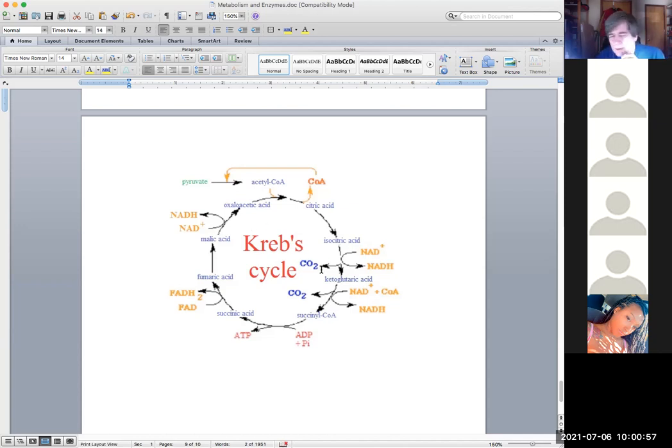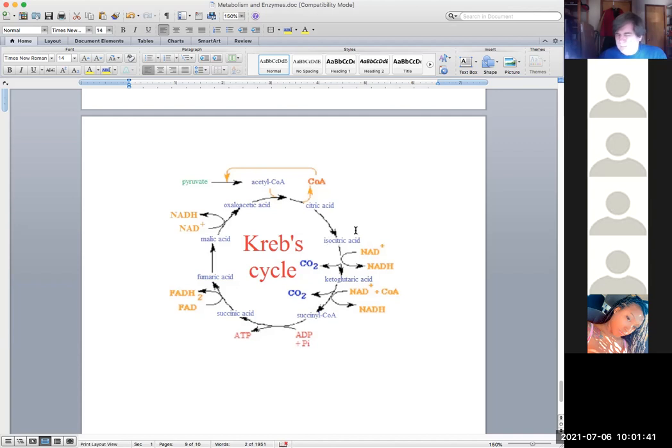Now, in our case, our cells don't have much use for carbon dioxide, so we exhale carbon dioxide. But if you thought about a plant cell, plant cells use a lot of the carbon dioxide that they make. They need carbon dioxide for photosynthesis. So don't worry about all the details for now, but what you should worry about is that you can follow the arrows for the reactions, and you can see that we end up with oxaloacetic acid, the same thing that we started with.